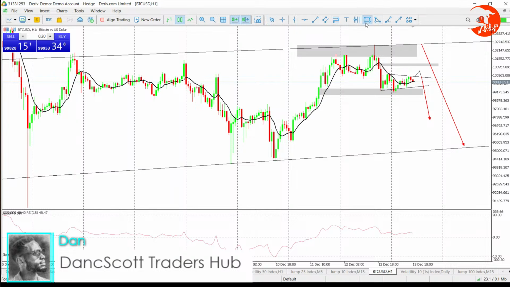Yeah, so be ready. We are looking for sales. It's going to come back to that OB right there. Yes, that's the level that it's going to come back to. In fact, below it there is a fair value gap on H1. Below that there is a fair value gap right there on H1.